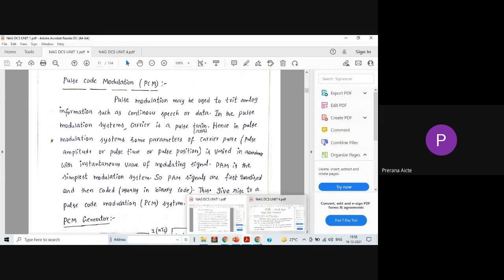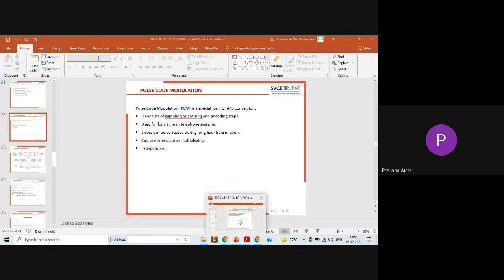Okay, and let's see what the main components present in it are. Pulse code modulation is a special form of analog to digital conversion. Mainly it consists of sampling, quantizing, and encoding steps. What are the applications of pulse code modulation? It has been used for a long time in telephone systems, we can correct errors during long haul transmissions, and it can perform time division multiplexing.